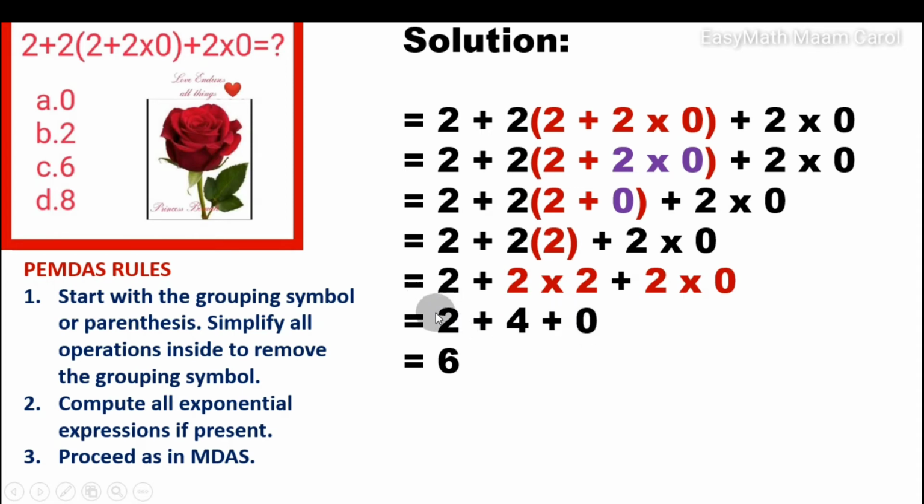Okay? So on this line, we have already resolved the operations ng multiplication. So 2 plus 4 plus 0. And now we will proceed with addition. Wala naman tayong subtraction. Working from left to right. That's why the final answer is 6. So ang choices natin dito, we have 0, 2, 6, and 8. So the correct answer is yung letter C, 6. 6 yung sagot niya.